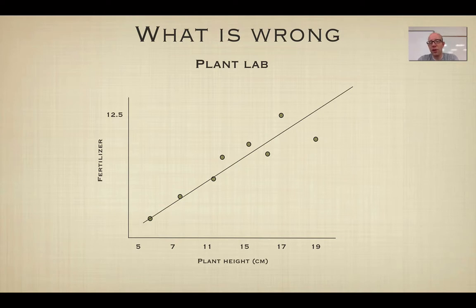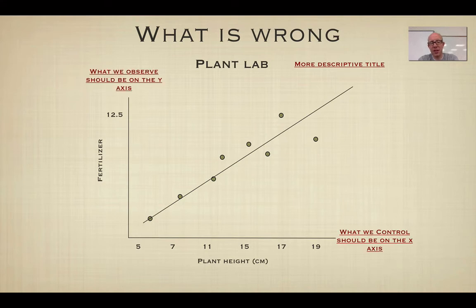All right, so hopefully the first thing you saw is that the title is not very descriptive. Again, you don't really know what is going on per se, but you would want to have a more descriptive title than this to make sure everyone knows exactly what you were measuring and what you were doing. Other things that are wrong is that the plant height and the amount of fertilizer given are switched. What we control should be on the x-axis, and what we observe should be on the y-axis. Okay, so we need to flip those.